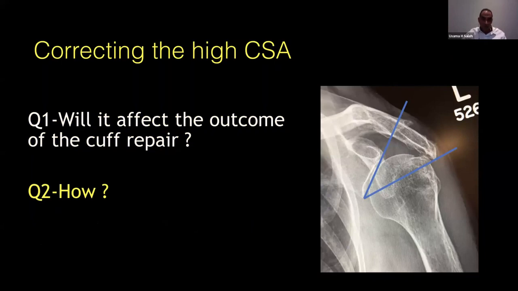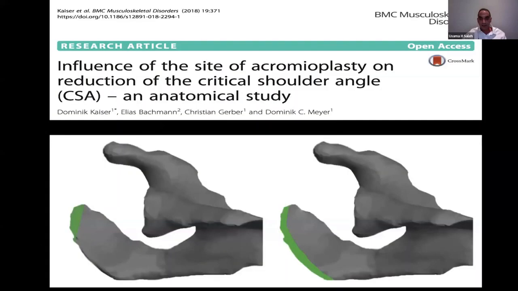Let's go to question number 2. How can we correct this critical shoulder angle? The first line, which represents the glenoid version or the glenoid inclination, you cannot play with that. You cannot do a glenoid osteotomy, but you can play with this line. If you take a part from the lateral acromion, doing lateral acromioplasty, you will move the line this way and you will end up with a normal critical shoulder angle.